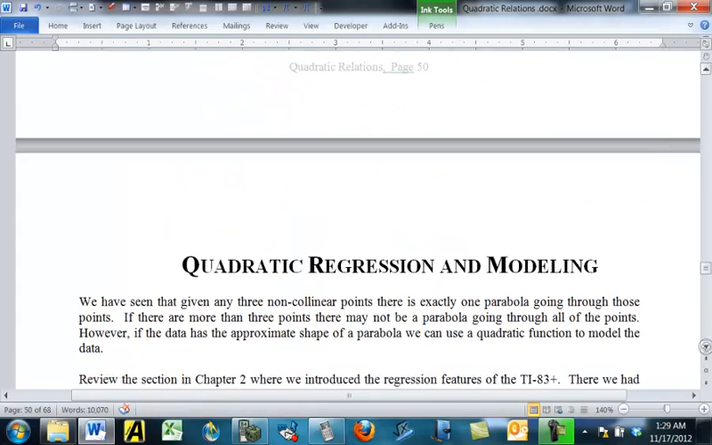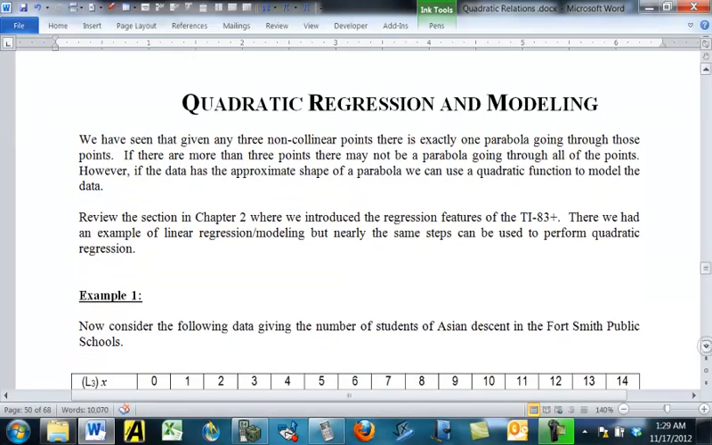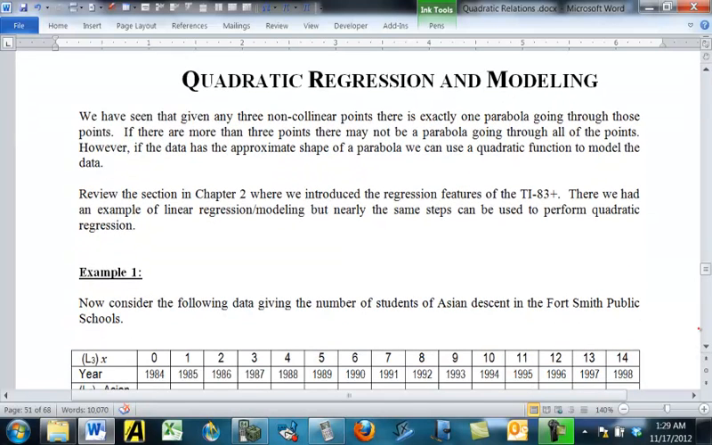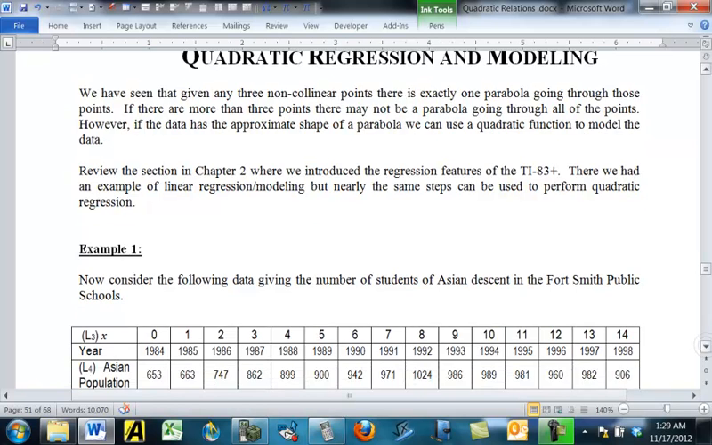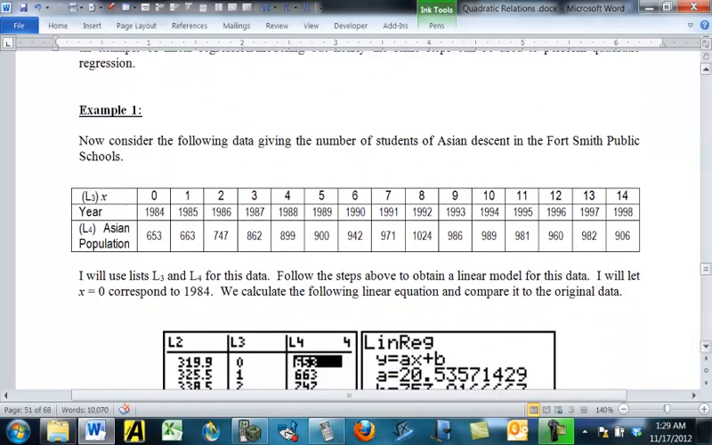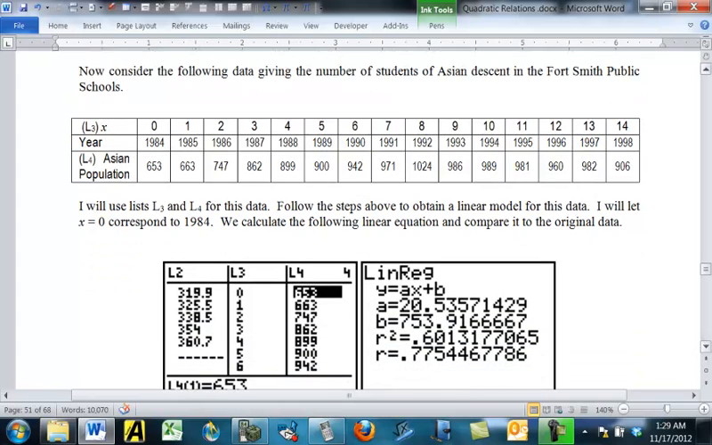Alright, let's just finish up some things here. Remember, we can do regression, bringing back things that we've done for other things. We talked about linear regression, power function regression, logarithmic regression, exponential regression. We can do quadratic regression as well.